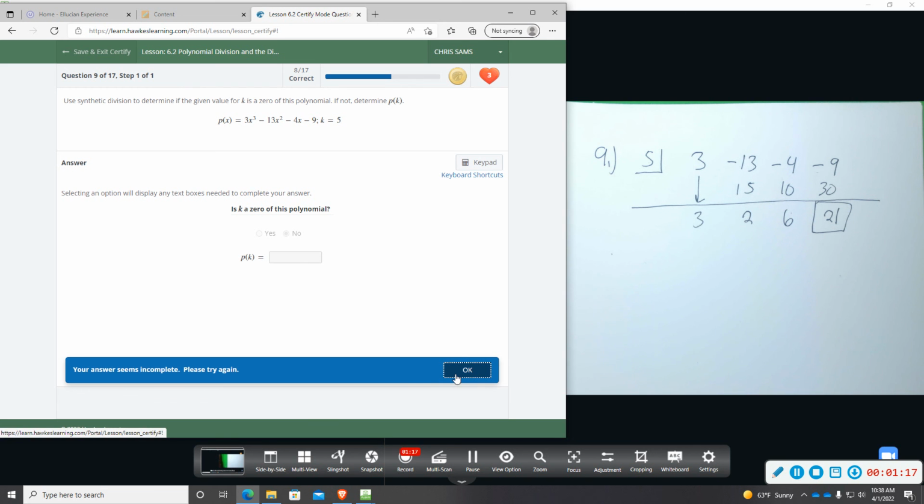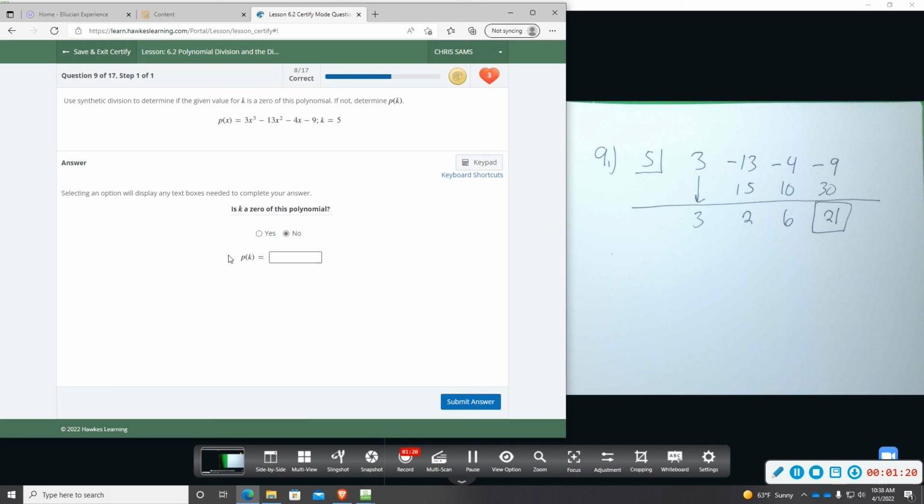Oh, sorry. When we say no, we actually have to put in what it's equal to. So since we got 21, then we put 21 here. It said my answer was incomplete.